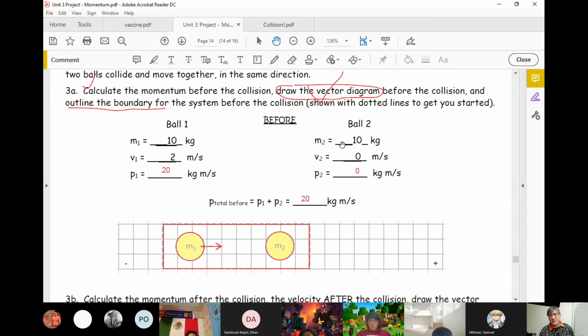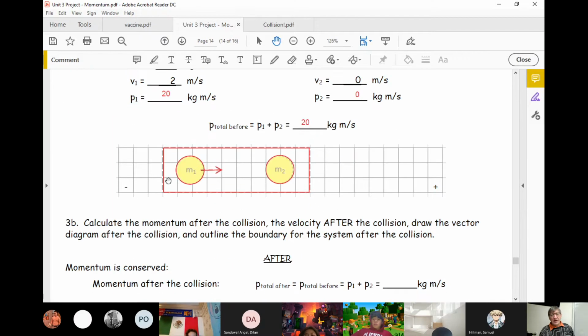I've done my momentums. I've found the total momentum before the collision. I've done my vector diagram, including the boundary for the system. All right? So now we want to find the momentum after. We're going to draw the vector diagram after. We're going to outline the boundary for the system after.